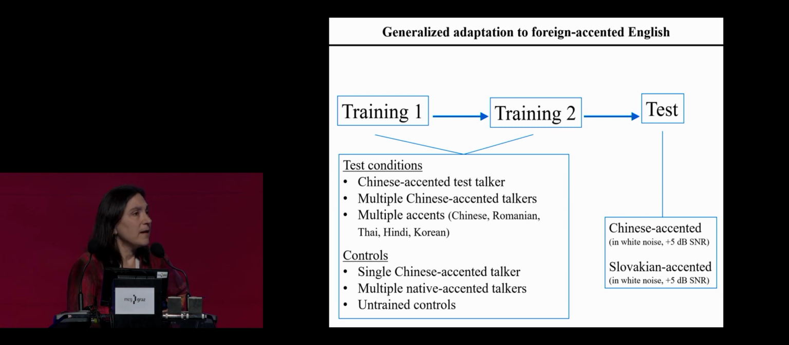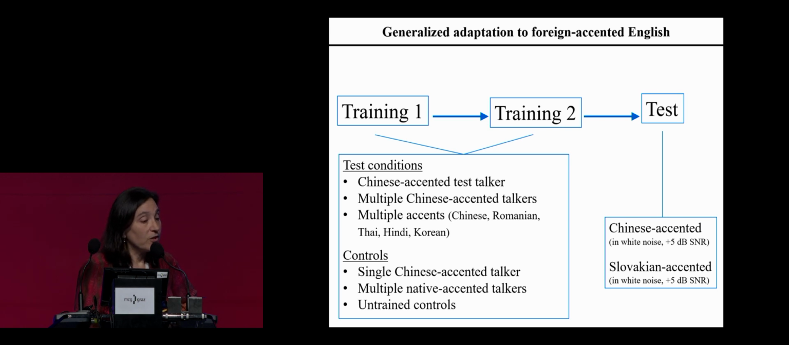And then finally, we're going to look for accent-independent adaptation, which remember we believe to be possible because of the language general features of foreign accented speech. And here we're exposing the listeners to multiple accents, so they get exposed to Chinese, Romanian, Thai, Hindi, and Korean accented English during training. And then they're tested on one of the accents included in the training, so Chinese accented, and then an entirely novel accent, Slovakian accented English. So here we're looking for both talker-independent, it's a novel talker at test, and accent-independent adaptation.